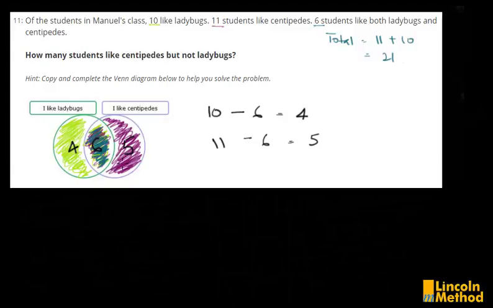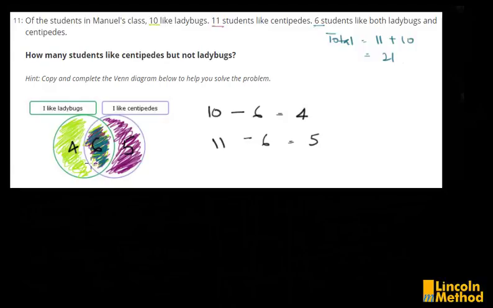Now let's calculate and count and see if we have the correct number of total people. So, as I said, 10 plus 11 is 21. So we have 6 people who like ladybugs and centipedes. We have 4 people who like ladybugs only, and we have 5 people who like centipedes only. So 6 plus 6 is 12, plus 4 is 16, and plus 5 is 21. So we indeed have the correct number of people.